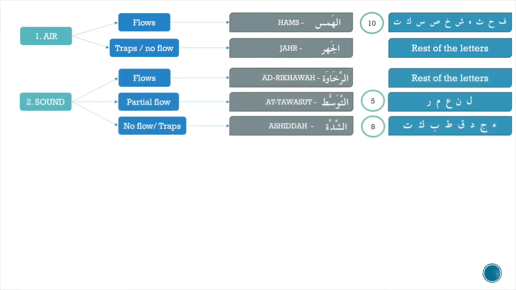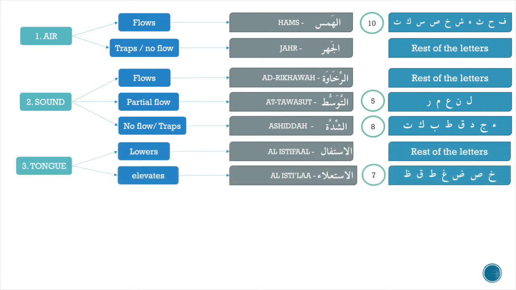The sound falls into 3 categories. Sound flows, which is known as al-rikhawa. Sound partially flows, which is known as al-tawassut, lin umar. And sound does not flow, which is known as al-shidda. And there are 2 ways of remembering this: Ajid qitta bakat or kutubu jaddin tikka, and 8 letters fall into this category. The rest of the letters fall into the category of ar-rikhawa.